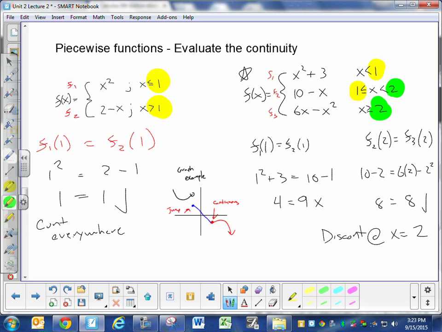Sorry, discontinuity at x equals 1. Okay, my top piece needs to meet up with the middle piece at 1. The middle piece needs to meet up with the bottom piece at 2. I find out that the top piece does not meet up with the middle piece. And then the bottom piece does meet up with the middle piece. So we have one discontinuity, we'll have one jump, and that's at 1. Okay? The key is these numbers come from the domain.